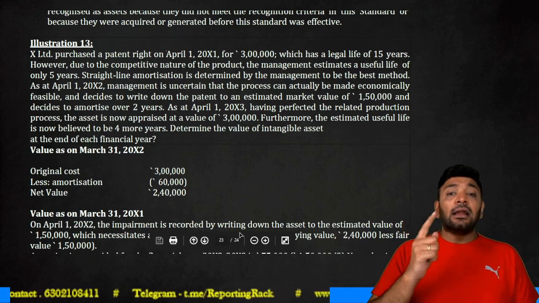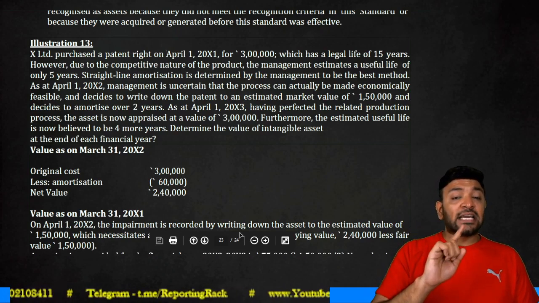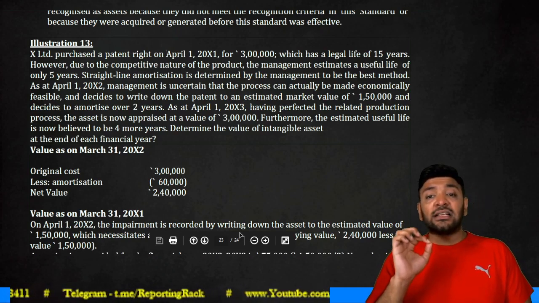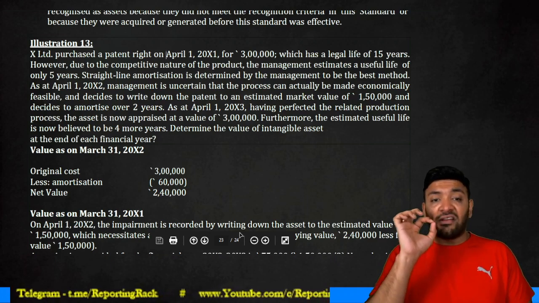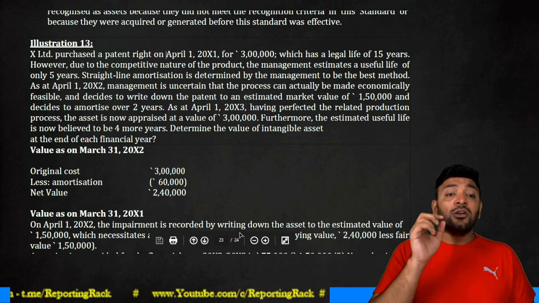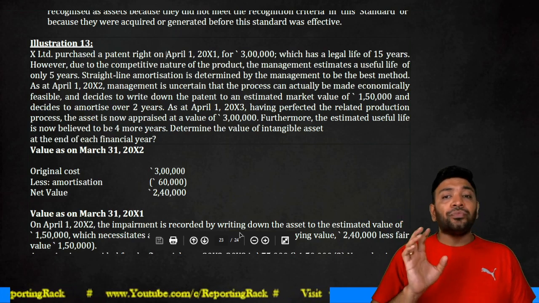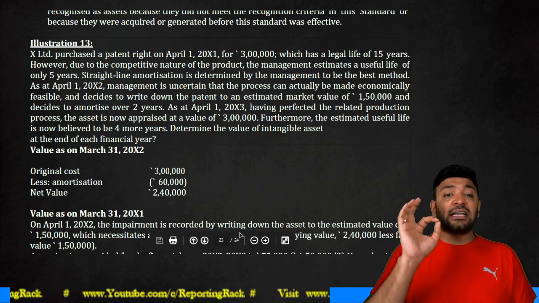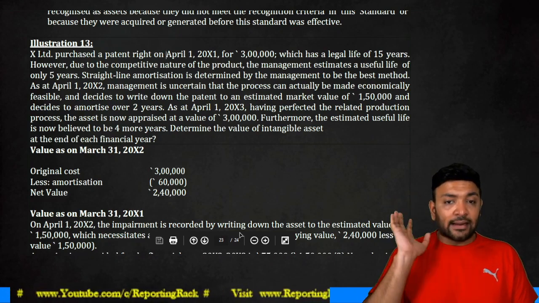But next year, it has been written down to 1,50,000. At the beginning of the next year itself, you have written down the value of the asset to 1,50,000, charging 90,000 rupees to P&L as downward revaluation, and has decided to amortize it only over 2 years. For the next year 22-23, the depreciation is 75,000. Therefore, the carrying value of the asset is 75,000 at the end of 31st March 2023.